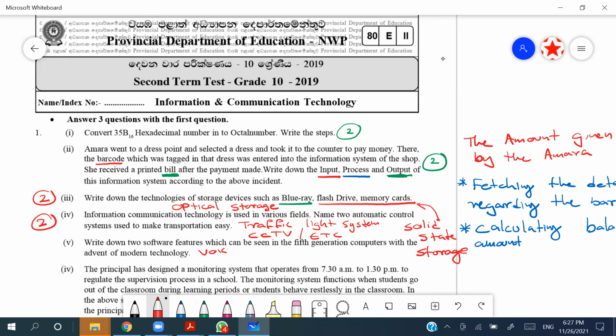We can see voice recognition, and face recognition can be there. Character recognition, and as well as AI technologies, right? Those things can be taken as the answers. So any 2 of these things, if you got any alternative answers, just ask me, people. I can miss some of the answers, right? So 2 marks are given for that part as well.